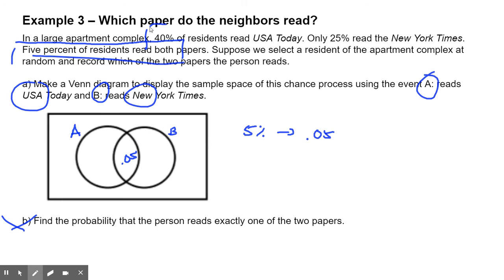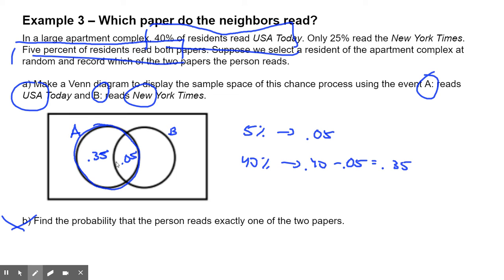Now it says 40% read USA Today. Within that 40%, or that 0.40, is this 0.05. So you need to take 0.40 and subtract the 0.05. That is 0.35. 0.35 goes in this section of the A. Together, if you add them together, because they make the entire circle, you get the 40% that read the paper. But 5% read both, and 35% read only A. So this is the A only group, and this is the both.